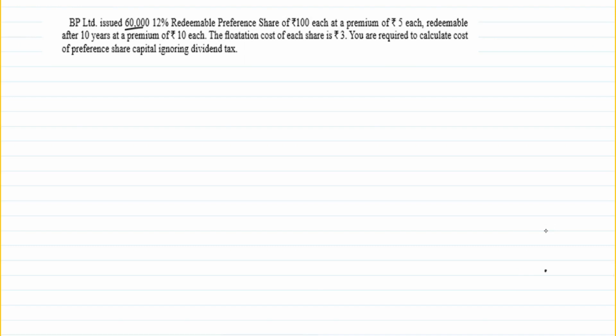So let's look at the various data that's given to us. Let's first compute the dividend. How much is the dividend? Dividend is basically 12% of the face value, that is rupees 100. Hence the value of our dividend is rupees 12. Let's go to the net proceeds. Net proceeds is how much? It's issued at a premium of rupees 5, so 100, that's a face value, and we add rupees 5 to this.